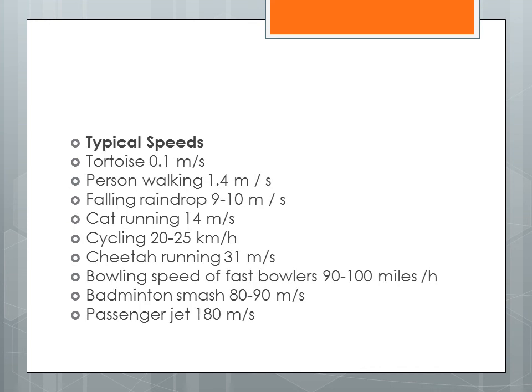Typical speeds. Tortoise 0.1 meter per second, person walking 1.4 meters per second, falling raindrop 9 to 10 meters per second, cat running 14 meters per second, cycling 20 to 25 km per hour, cheetah running 31 meters per second, speed of fast bowlers 90 to 100 miles per hour, badminton smash 80 to 90 meters per second, passenger jet 180 meters per second.